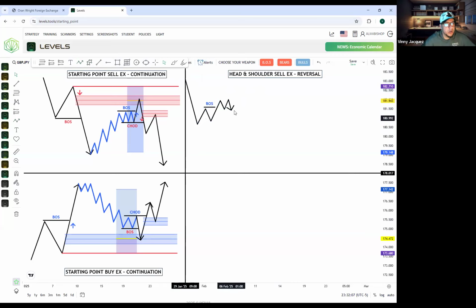Cool. So we see the liquidity that's happening right here. I would like to see if the market can sweep this, give me that very last break of structure to the upside, and then give me that change of direction. So once we get our very last BOS, let's go ahead and adjust.